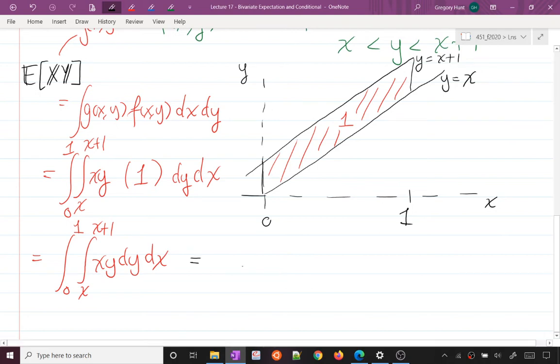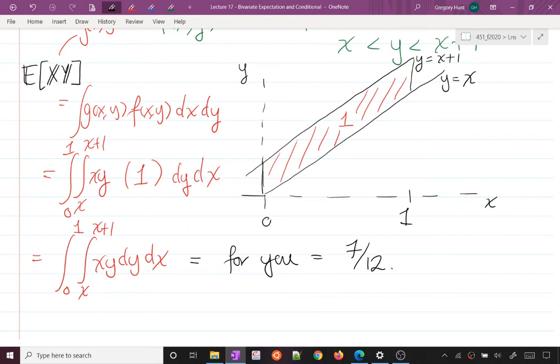So I'm going to leave the Calc 3 for you. And if you do the intermediary steps, which I would just pause the video now and try out, you should get 7/12. So the expected value of x times y is 7/12.